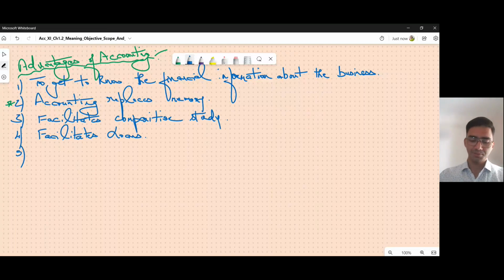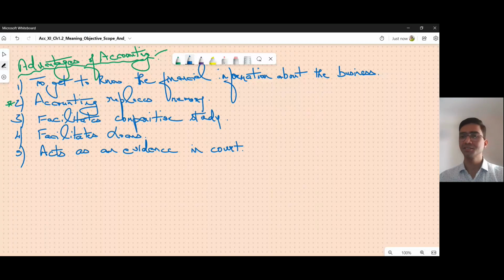The fifth advantage: it acts as an evidence. Accounting acts as an evidence in court. So it acts as proof. Okay. So suppose there is a case which is done on your business, and the case is about some transaction which had taken place. Now, when you have done accounting, you have the proof of how much worth was that transaction, how much in terms of money was that transaction.